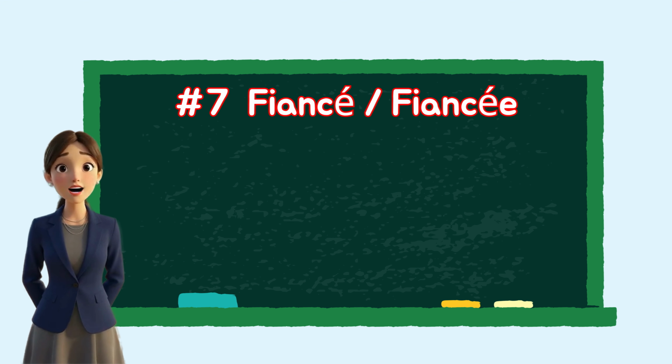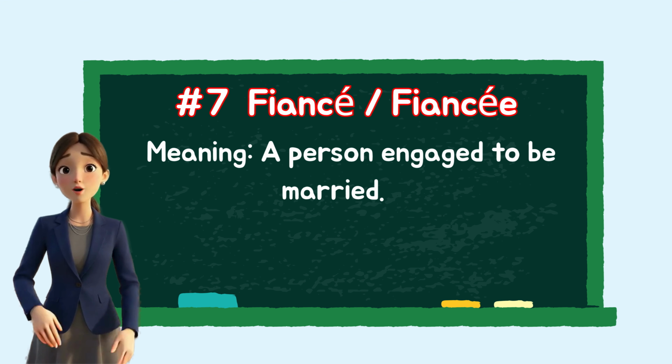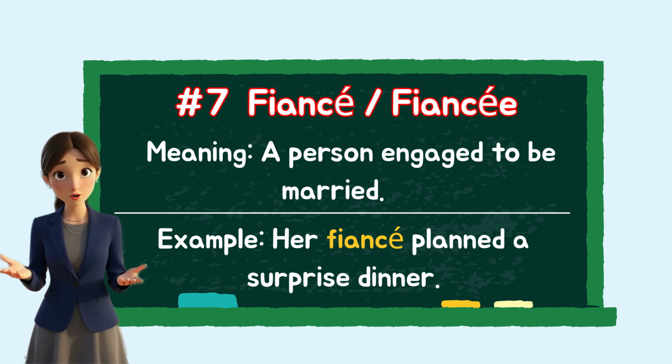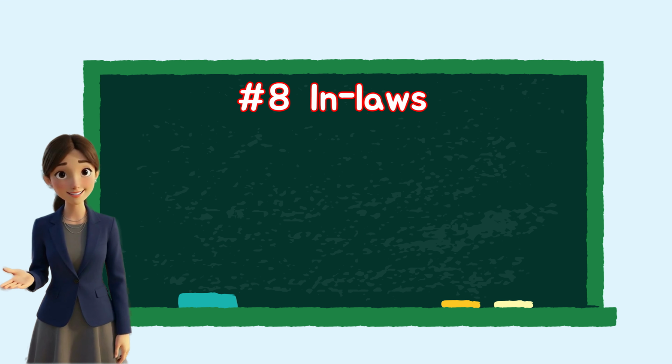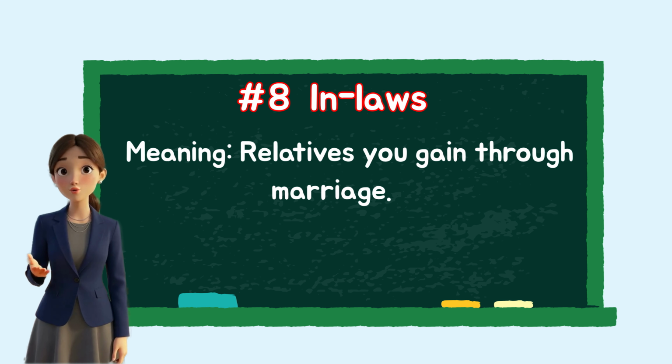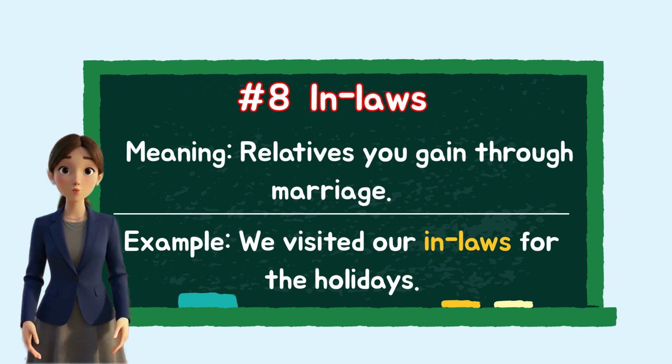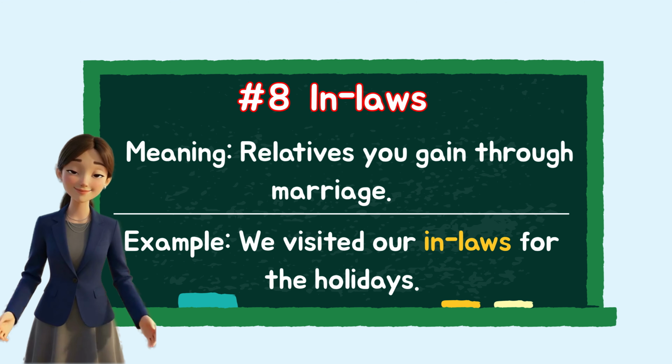Number 7, fiancé, fiancée. It means a person engaged to be married. Example, her fiancé planned a surprise dinner. Number 8, in-laws. It means relatives you gain through marriage. Example, we visited our in-laws for the holidays.